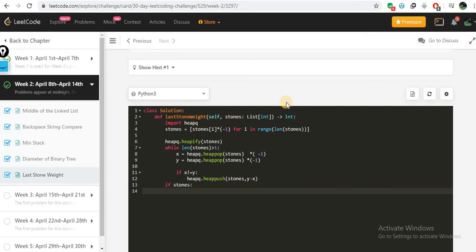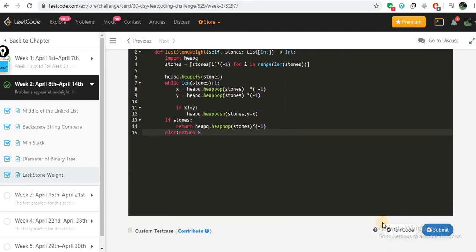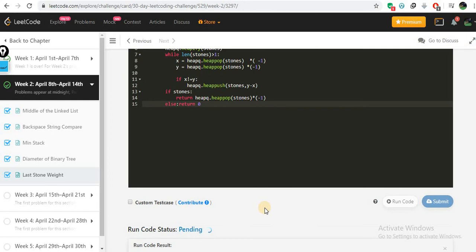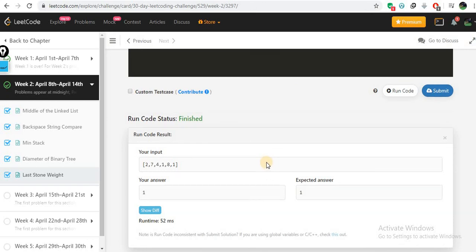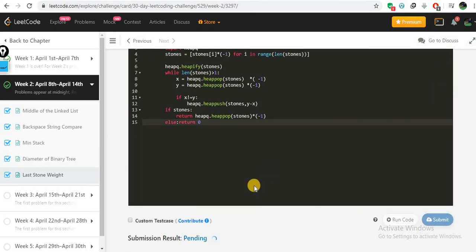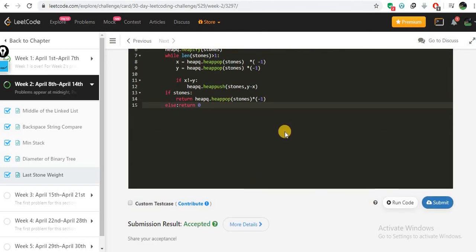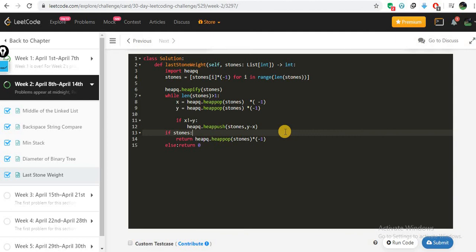If there is something left, we just have to return stones[0], or rather, we multiply it by minus 1 since we had done it at the beginning, else return 0. Yes, this is an accepted solution, and so I think you have understood this.